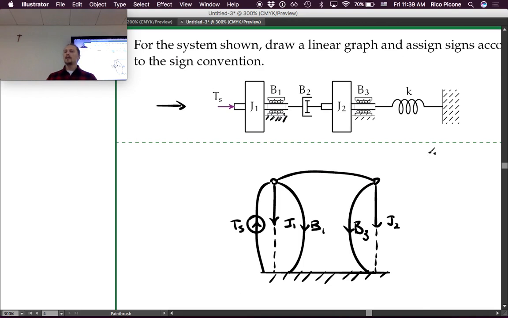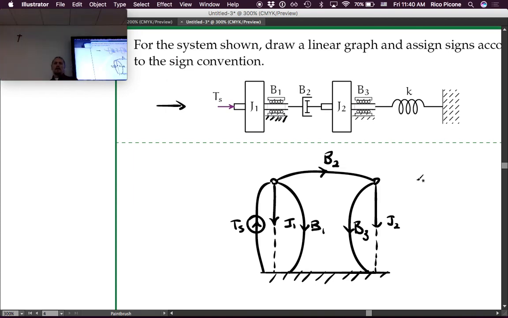And what direction should we draw the arrow? Left to right, because our coordinate arrow goes left to right. So J1 is encountered first going left to right before J2. So it has to go from the J1 node to the J2 node, which is left to right. Okay, so we should label that B1, or sorry, B2.